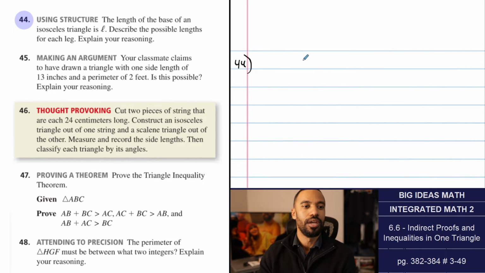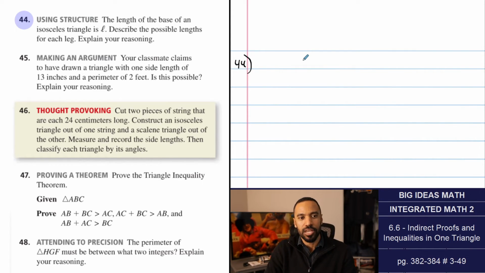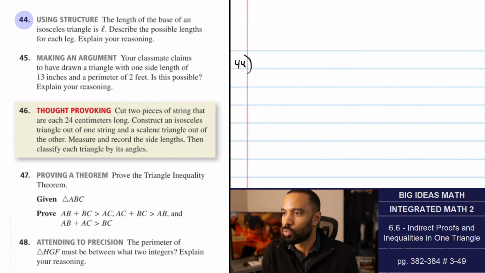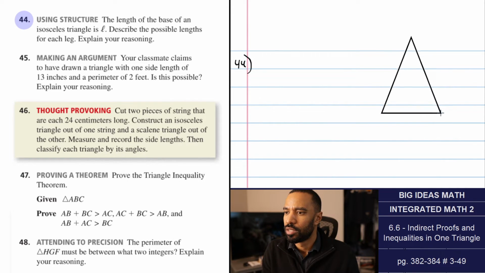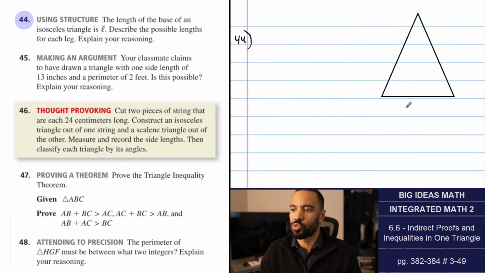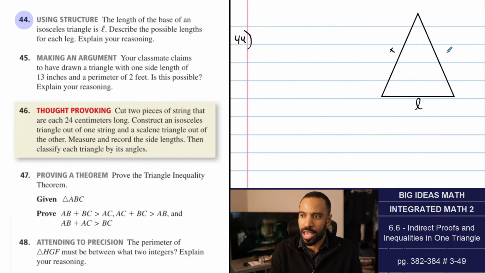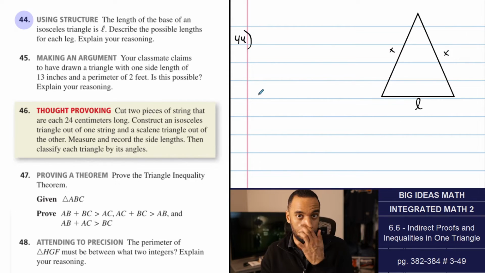Number 44, using structure. The length of the base of an isosceles triangle is L. Okay, let's make an isosceles triangle to work with what they're telling you. So this would be considered the base. The other sides are called legs. Describe the possible lengths for each leg. Explain your reasoning. So here's X and X. Keep in mind they'd have to be the same.